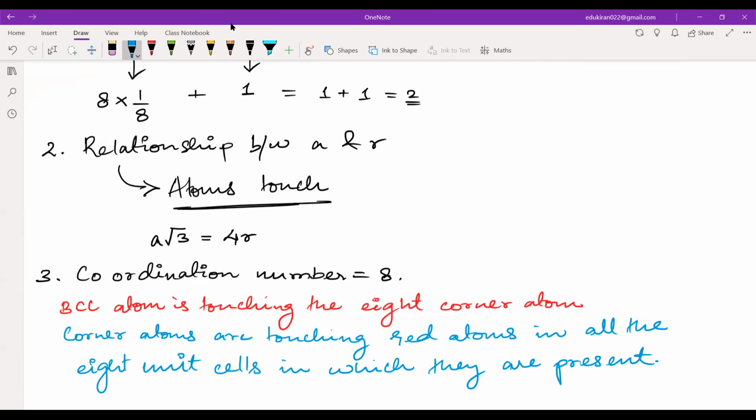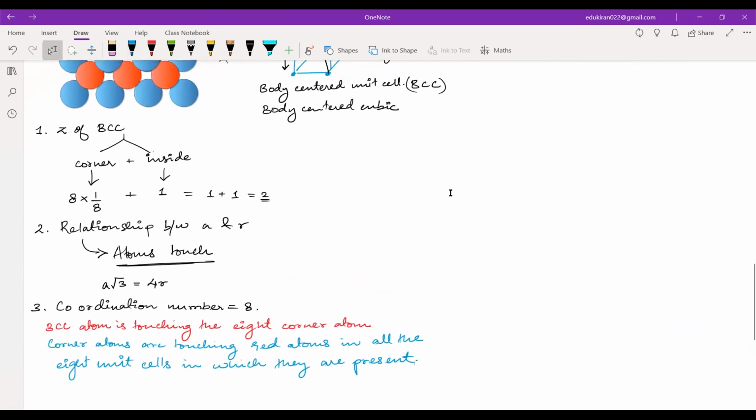In which they are present. Okay, in which they are present. Fine. So we have gone through these three things: Z, you have also seen the unit cell, the relationship between a and r, and the coordination number. Then we will do the packing efficiency.